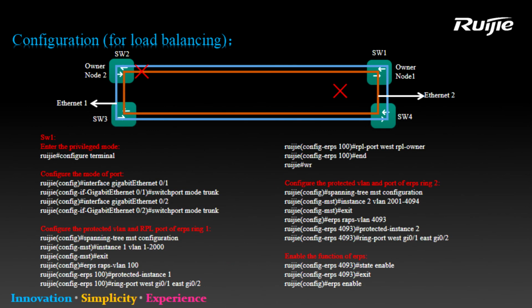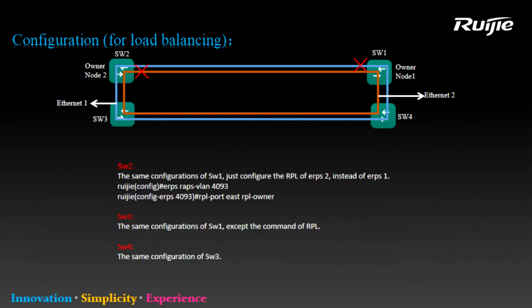Well, let's move to load balancing. First, as we can see in this slide, we need to divide some VLANs in one instance and divide some VLANs in the other instance. So there are 2 instances and we need to create 2 ERPS rings. And in different instances, we need to specify different nodes to be RPL owner.